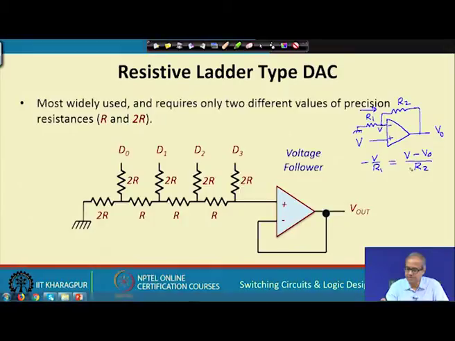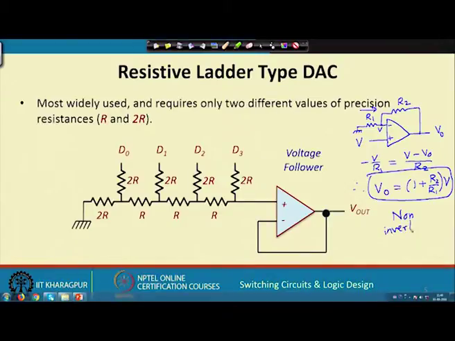Now, if you solve this, I leave it as an exercise for you. I am jumping some steps. V0 will be given by 1 plus R2 by R1 into V, and there is no minus sign here. Okay. So, this is called a non-inverting amplifier.